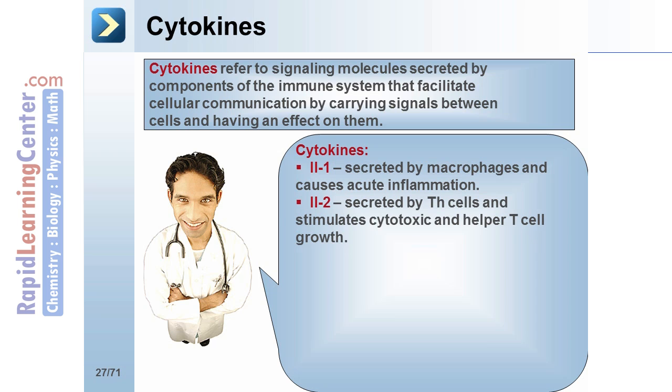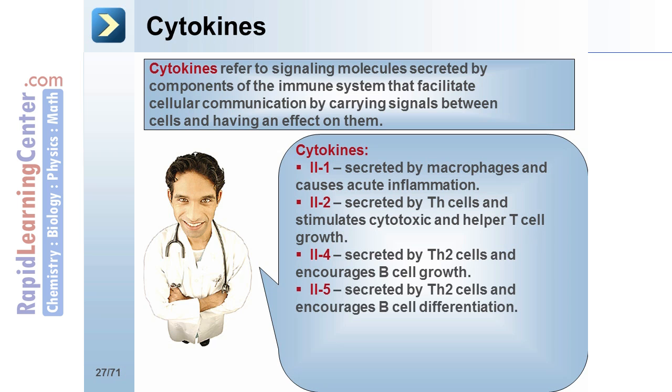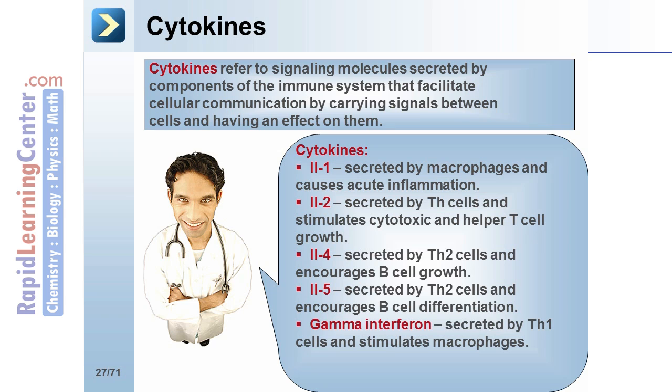Interleukin-2 is secreted by Th cells and stimulates cytotoxic and helper T cell growth. Interleukin-4 is secreted by T helper 2 cells and encourages B cell growth, while interleukin-5, also secreted by Th2 cells, encourages B cell differentiation. Gamma interferon is secreted by Th1 cells and stimulates macrophages, and tumor necrosis factor, or TNF, is secreted by macrophages and mediates septic shock.